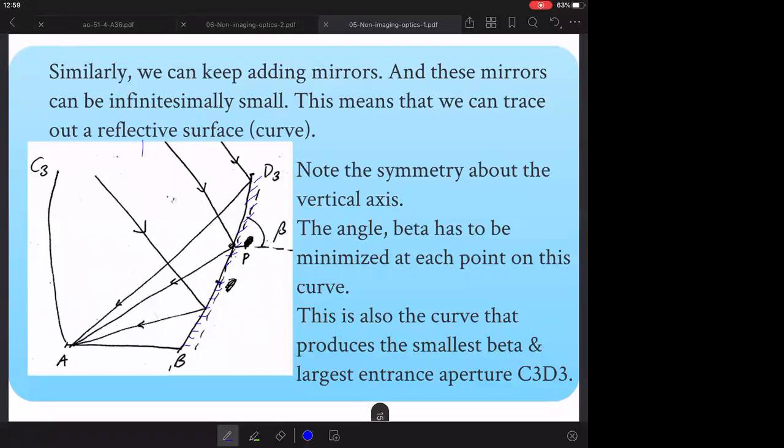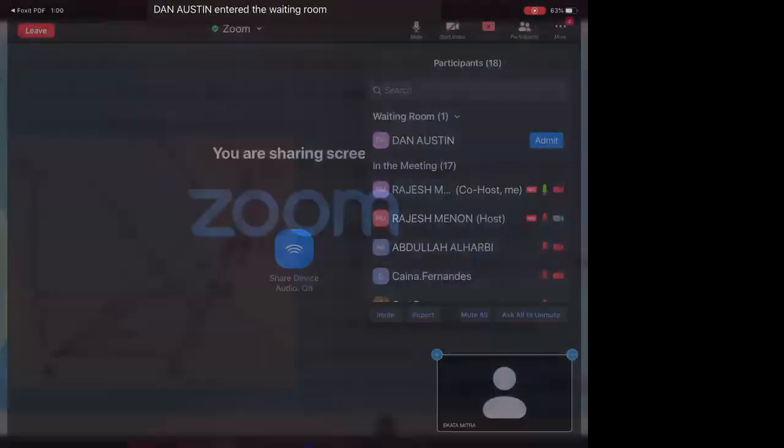And of course, there's a symmetry about here, just like before. So it's another mirror here. It's completely symmetric. And the angle beta is now a function of the position, so it changes as you keep going up.